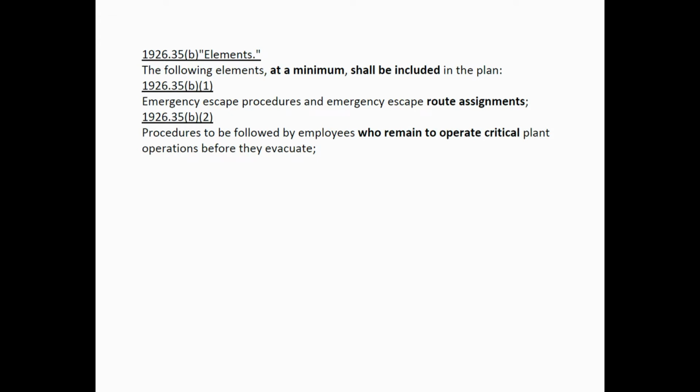(b)(2) Procedures to be followed by employees who remain to operate critical plant operations before they evacuate. These could be security guards.